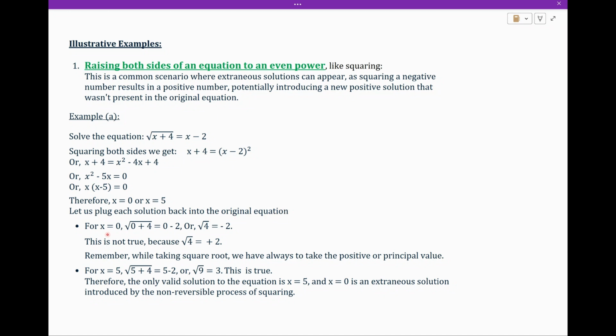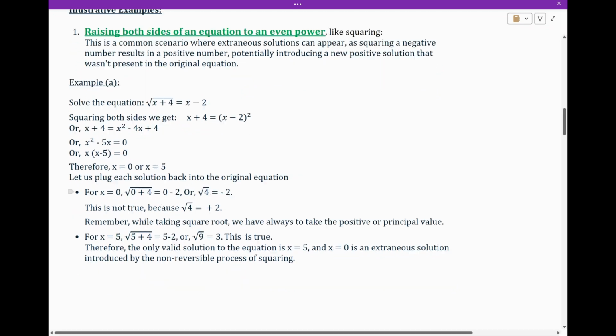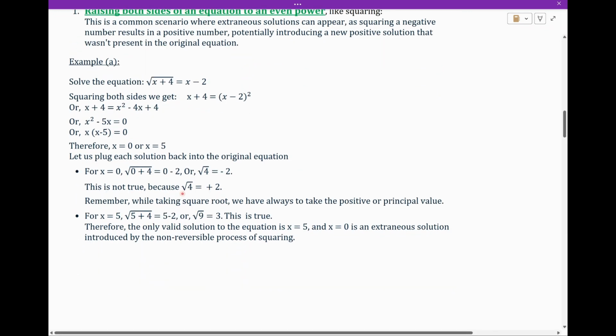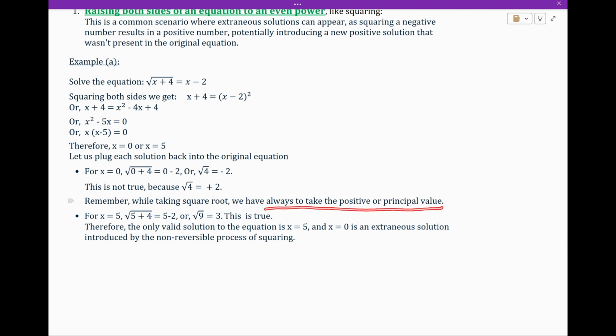If we put x is equal to 0, we get square root of 0 plus 4 is equal to 0 minus 2, or square root of 4 is equal to minus 2. This is not true because the square root of 4 is always taken as plus 2. We always have to take the positive or principal value of the square root while solving a square root.